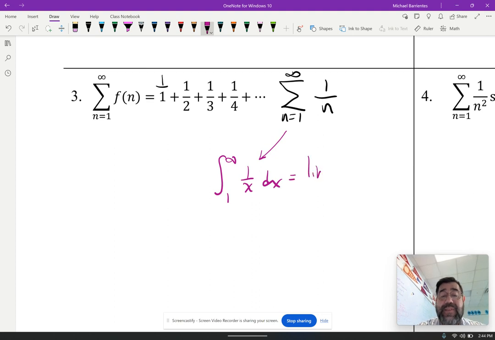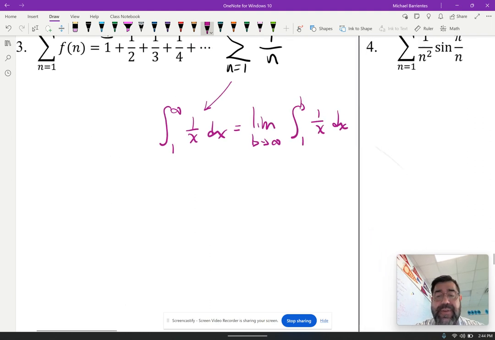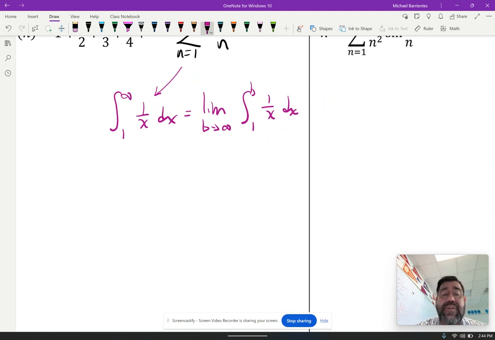Well, that means I have to take the limit because I'm involving infinity. So this is an improper integral. I have to do this. Can I take the antiderivative? Heck yeah. Look, this is just the natural log of x. And I'm going to evaluate that from 1 to b while taking the limit as b approaches infinity.